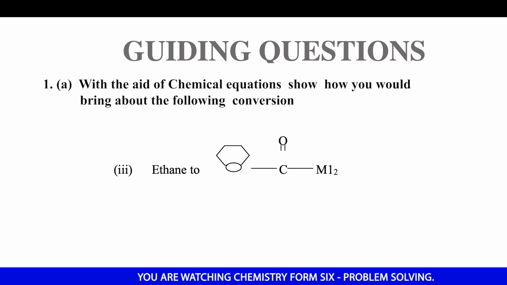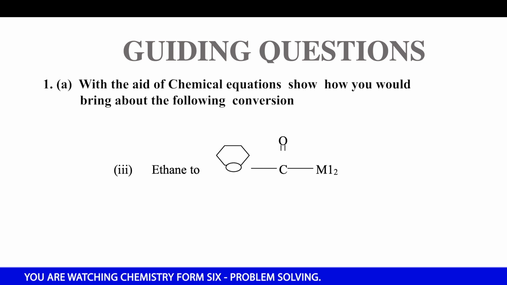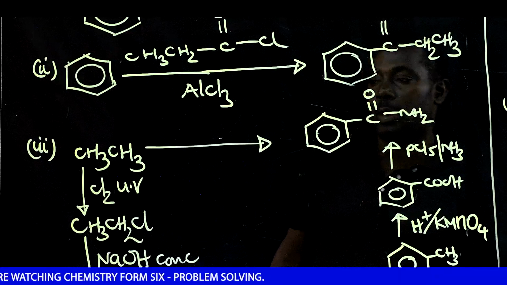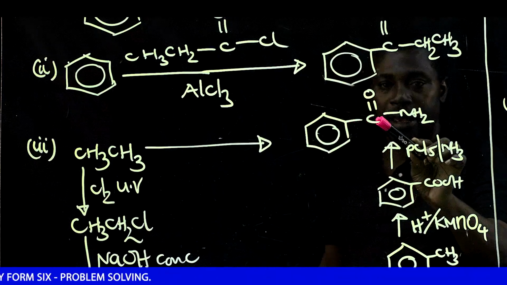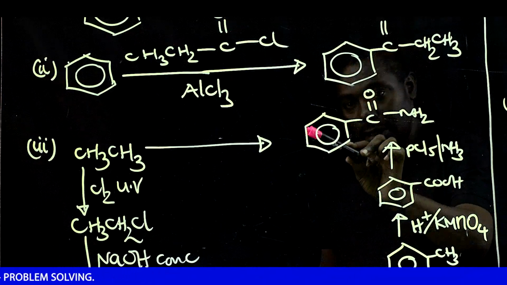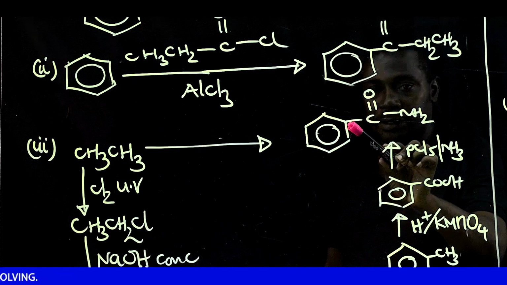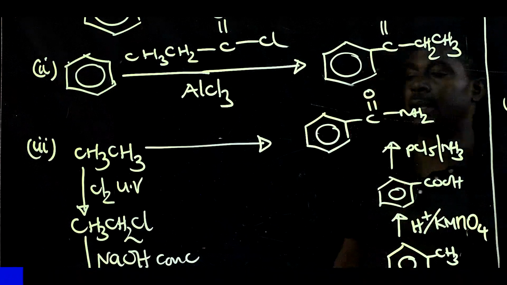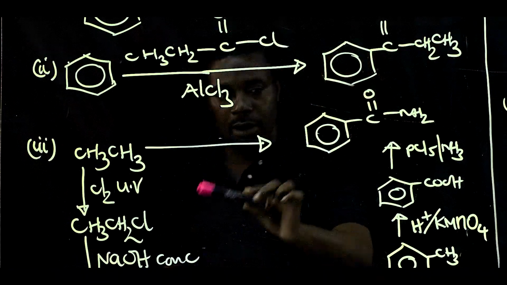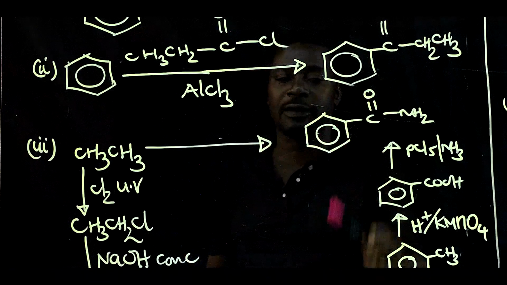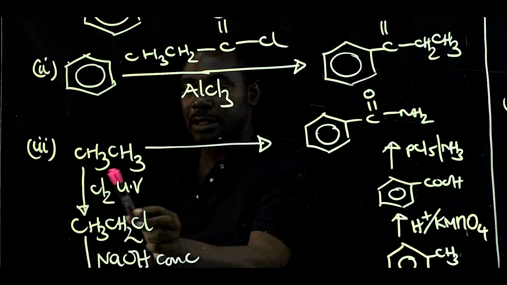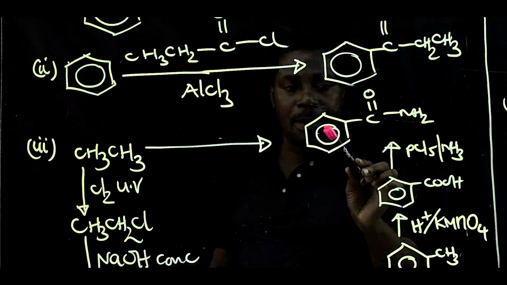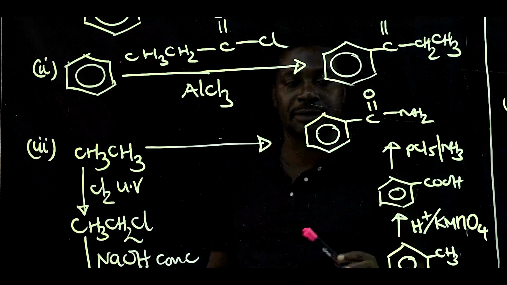Roman 3, convert ethane into benzene methanamide. So ethane has 2 carbons, but benzene methanamide has a cyclic chain of a benzene ring and methanamide. So by using knowledge of the chemical properties or chemical reactions of different organic compounds, let us discuss how to convert ethane, which is aliphatic, carbon-carbon open chain, into benzene methanamide.